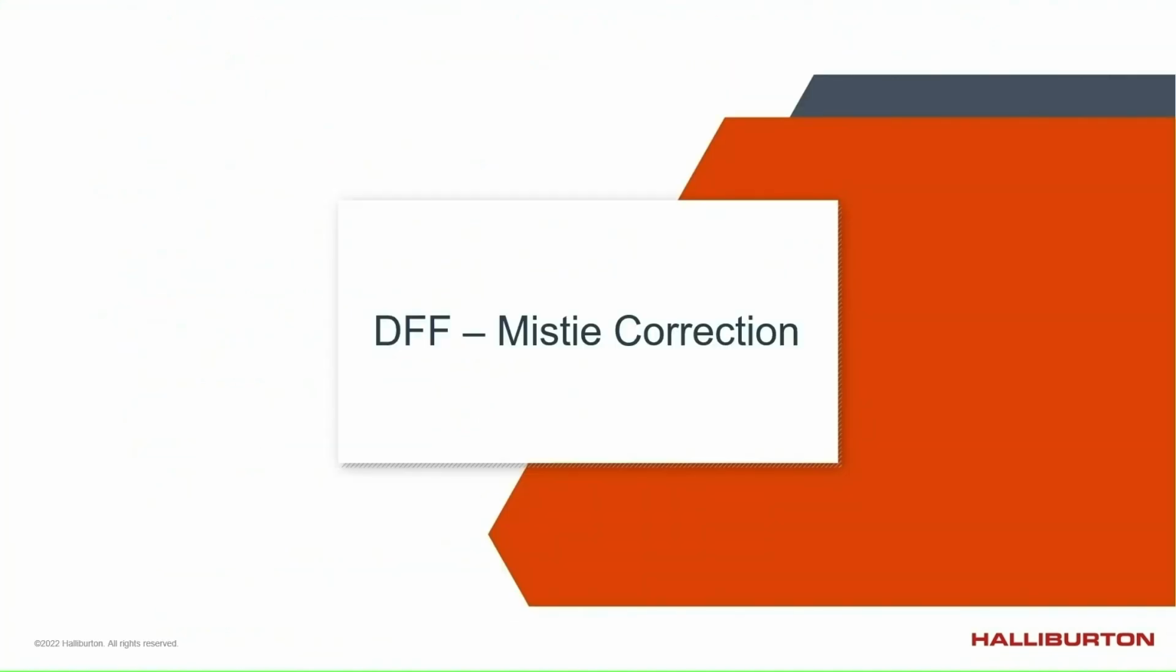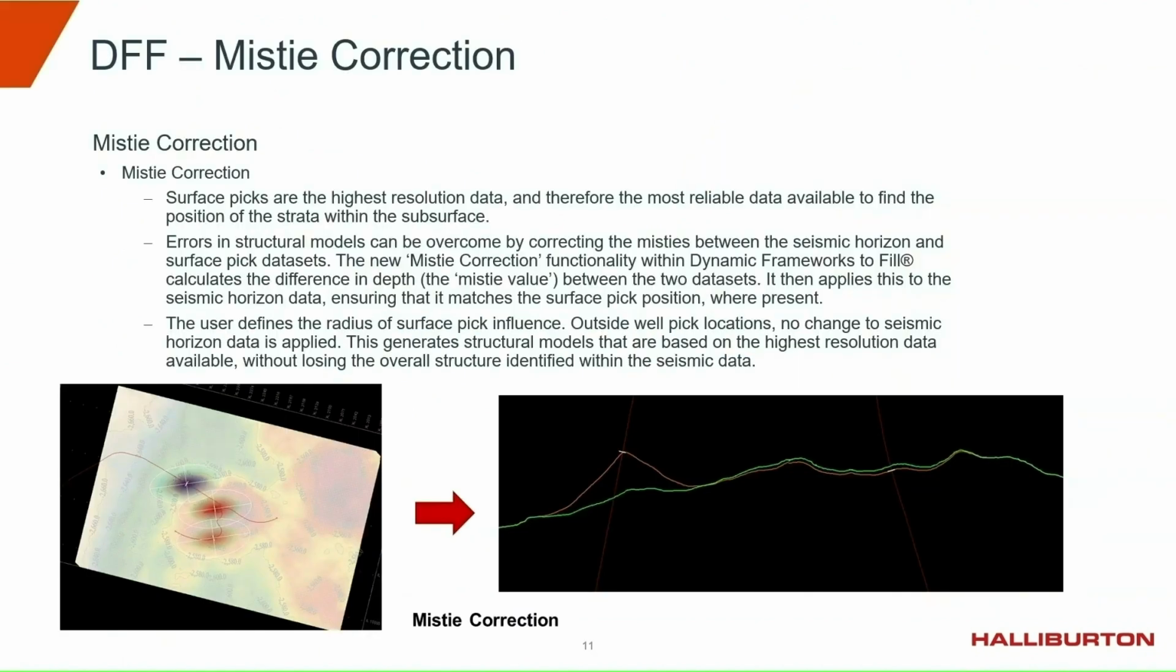Let us look at another new feature in DFF, which is Mistie correction. Mistie correction has been introduced to DFF as a method of fitting regularly sampled seismic horizon and grid data to irregularly spaced sparse surface pick data. The Mistie correction functionality within DFF calculates the difference in depth, also known as the Mistie value, between the two datasets. It then applies this correction to the seismic horizon data, ensuring that it matches surface pick positions where they are present. The user can define the radius of surface pick influence. Outside of pick locations, no change to seismic data is applied.